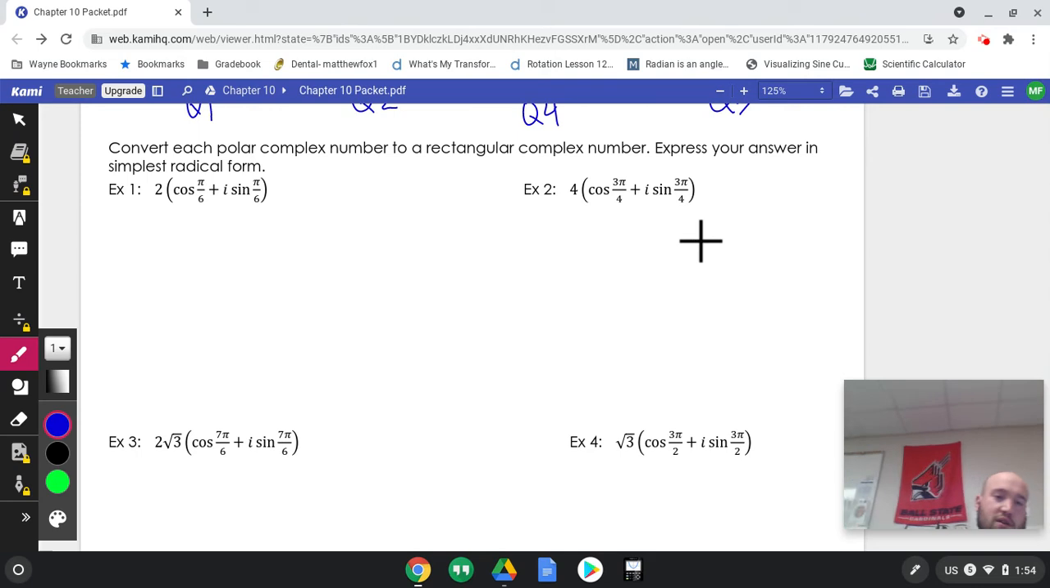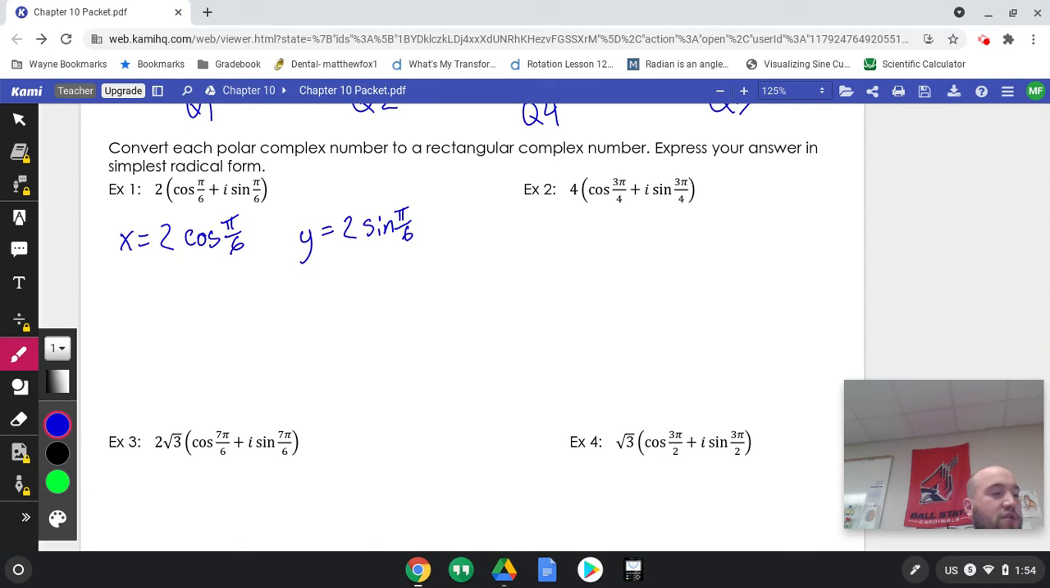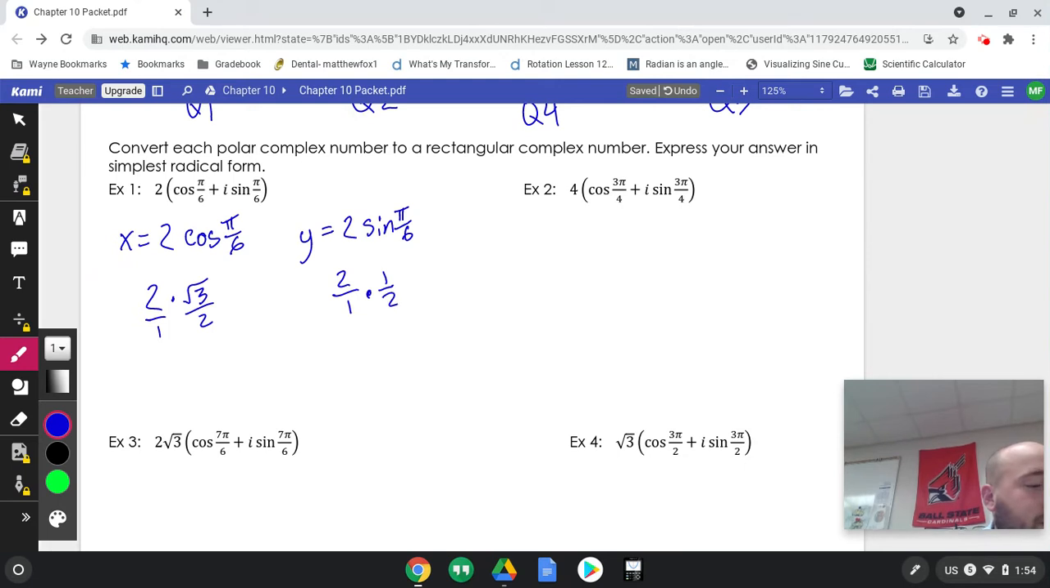So this first problem here, we know that x will equal r times cosine of pi over 6. Meanwhile, y will equal 2 times sine of pi over 6. And if you need to, you can look on your sheet, what is pi over 6? Okay, so at pi over 6, cosine is square root of 3 over 2. I like to put the 2 over 1 just to make it a little easier. And the sine value is 1/2.